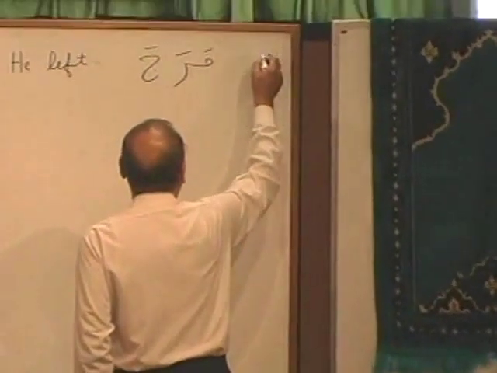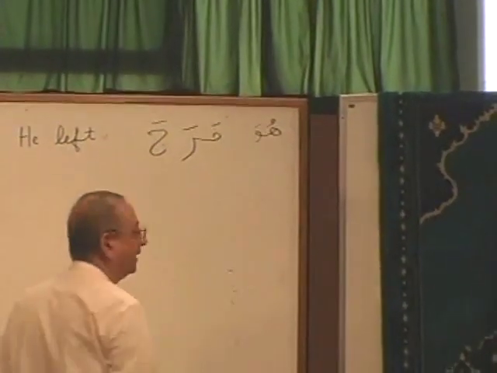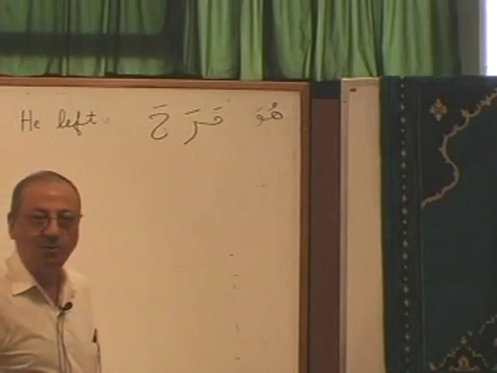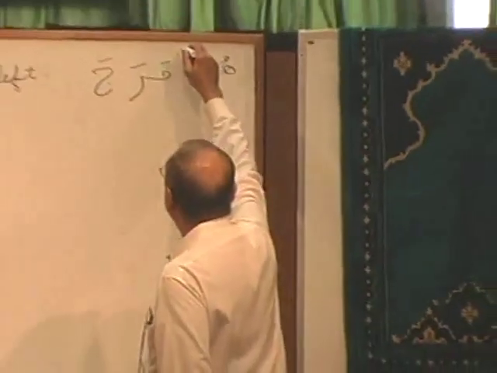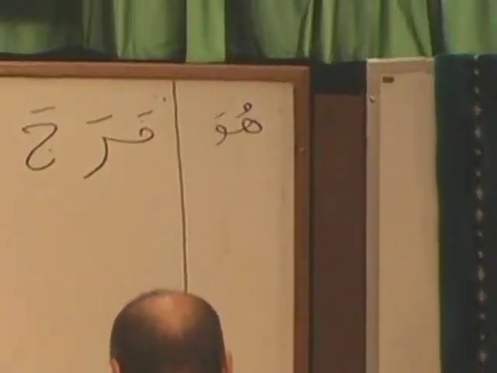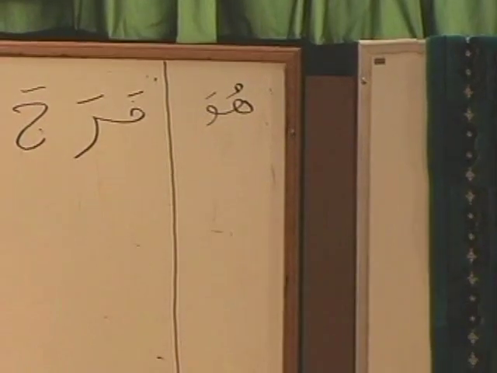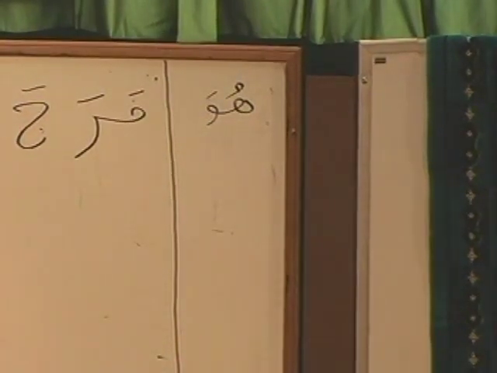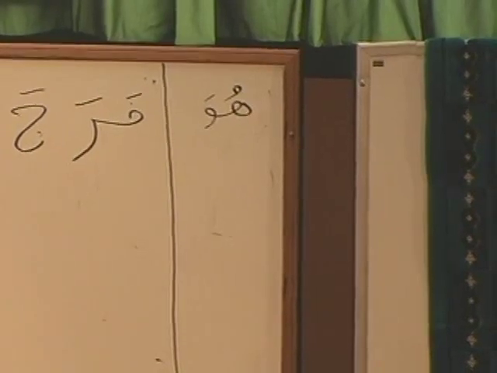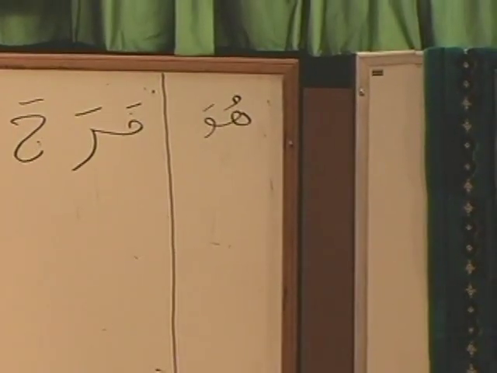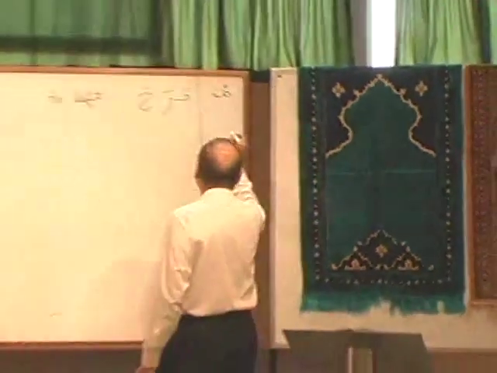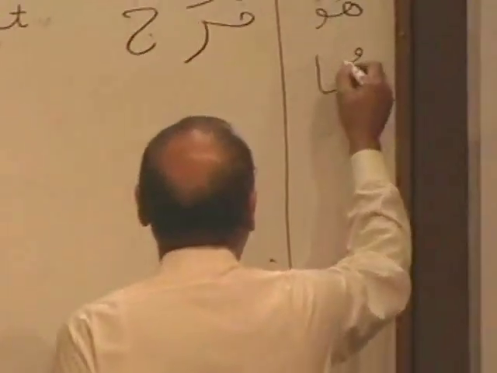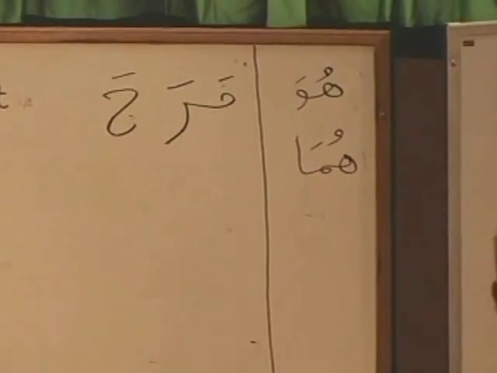I'm writing here, Huwa. Are you with me? Yes. Huwa. Do you see Huwa? Okay. I'll put a line here. Brother Akbar, is the red color coming okay? I'll try again. What is the next pronoun in our sequence? Huma. Okay, Huma. Are you with me, brothers and sisters?